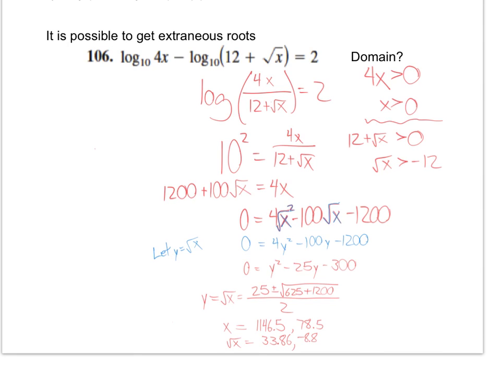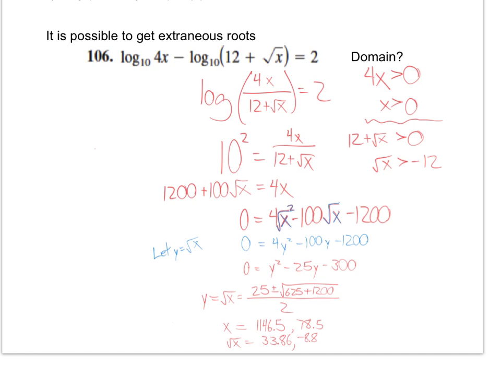Why would you even bother doing the domain? Why wouldn't you just jump right into plugging it back in? Because if it doesn't work with the domain, won't it not work when you plug it back in? Yeah, if it doesn't work with the domain, it won't work when you plug back in, for sure. So since we're looking for extraneous roots anyways, can't we just skip the domain thing and plug it back in? You can if you want, but it'll save you a little bit of work. If we got square root of x is negative 15, okay, then we don't even have to test it out.